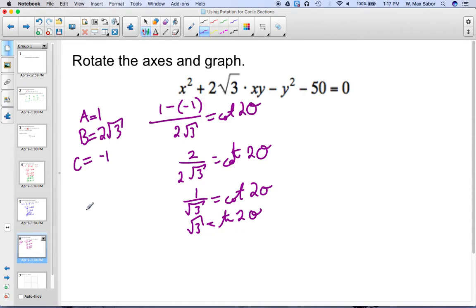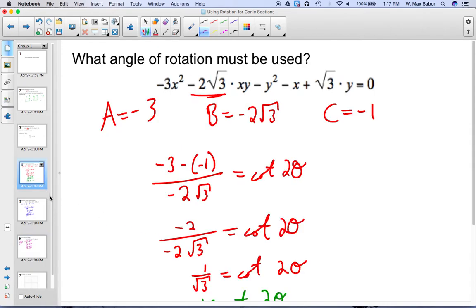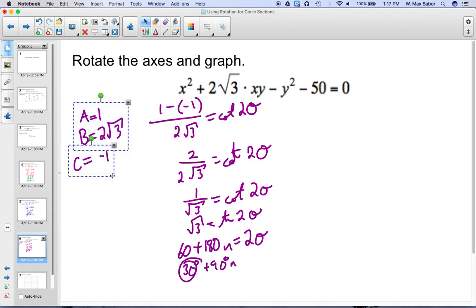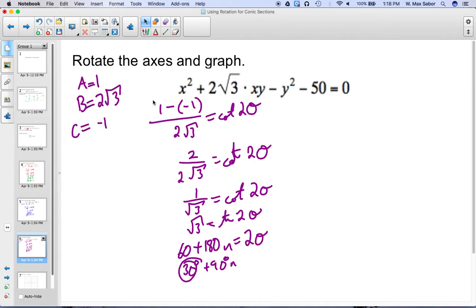This is the same as the previous case that we had, where we're going to be using 60 plus 180n. So we want to rotate by 30 degrees, or add 90 to it, but we definitely want to just use 30 degrees. So now that I've found out how much I'm rotating by, I'm going to move this to the side.